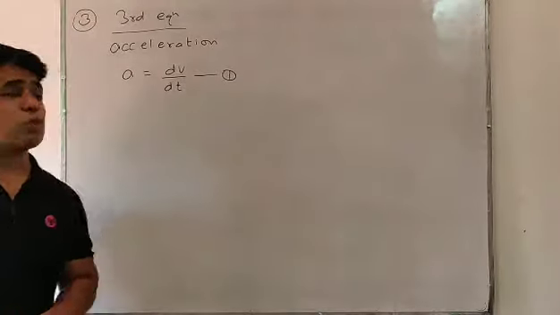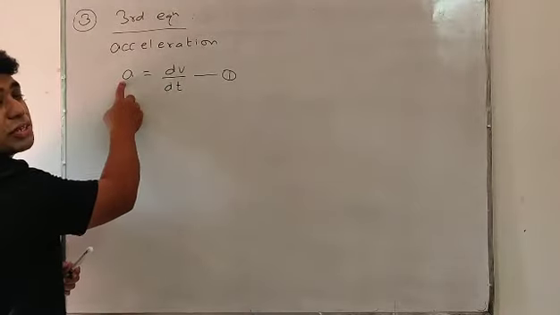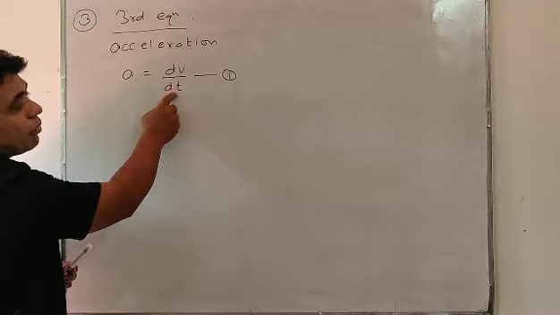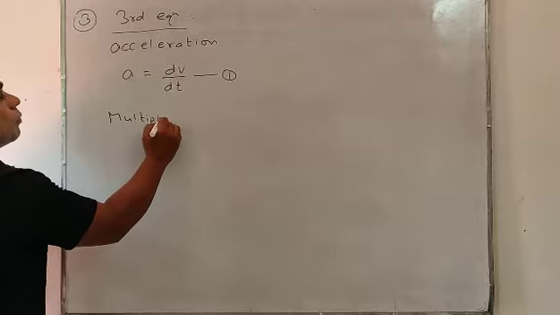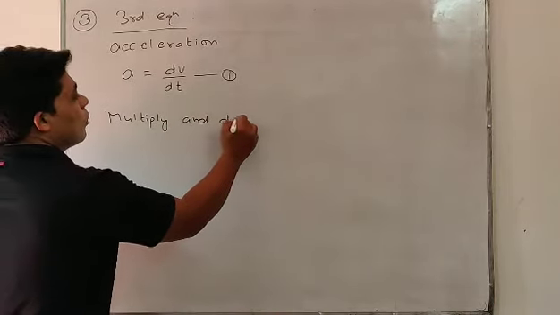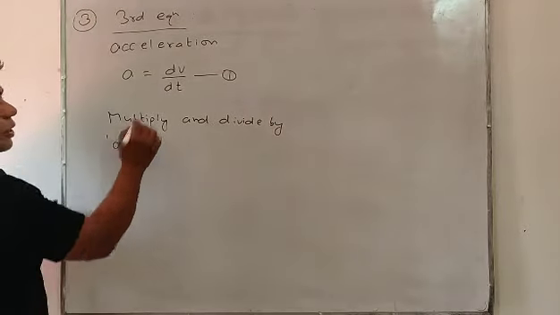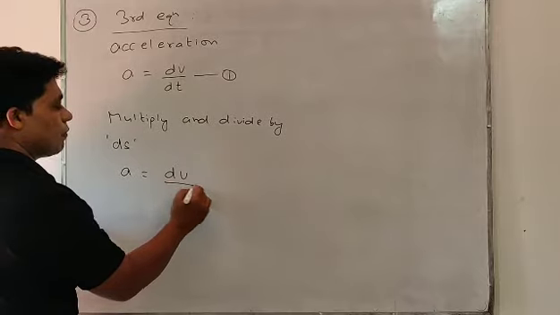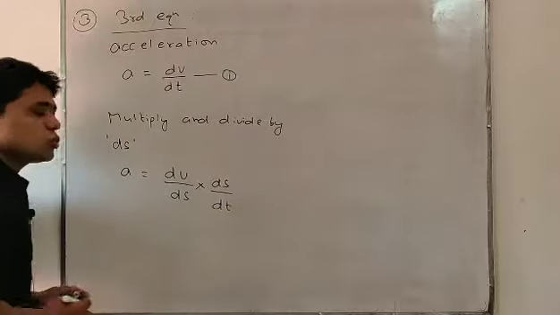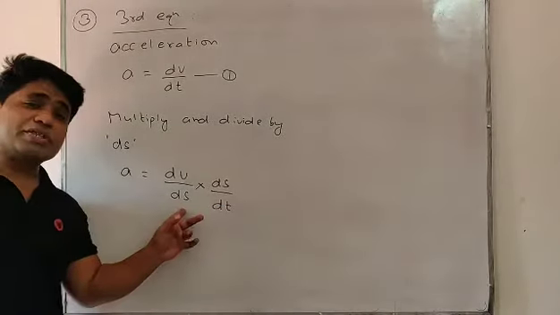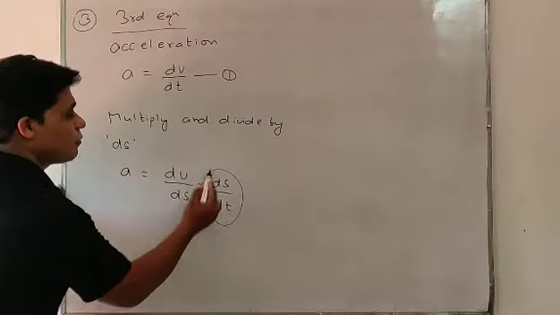Now students, we will find the third equation of motion. We start with acceleration. Rate of change in velocity is called acceleration; rate means with respect to time. Now students, multiply and divide by displacement ds here. When we multiply and divide by the same number, it will not affect the equation, so we multiply with ds and divide by ds, and there comes dt. Why did we do so? Because that is a formula.